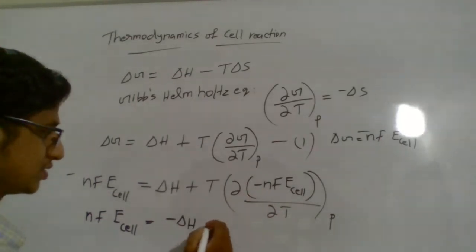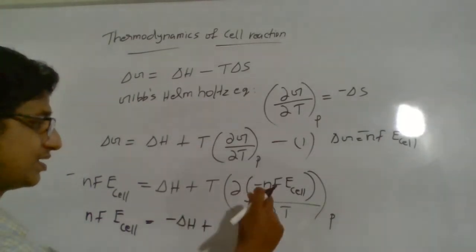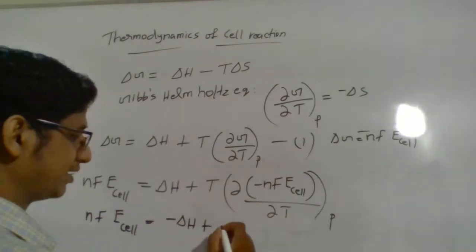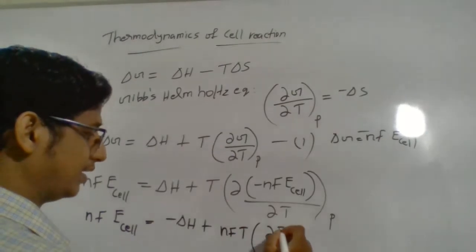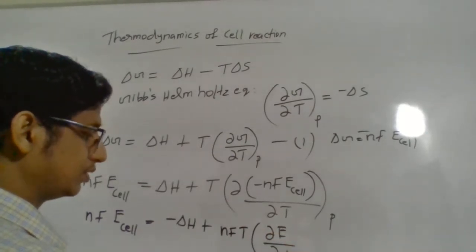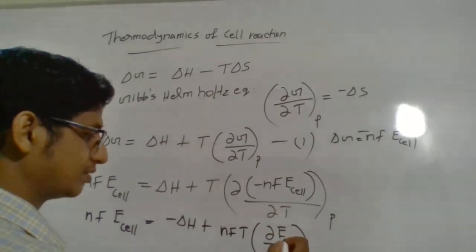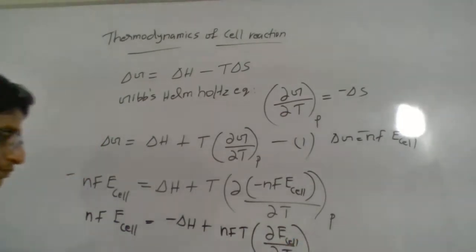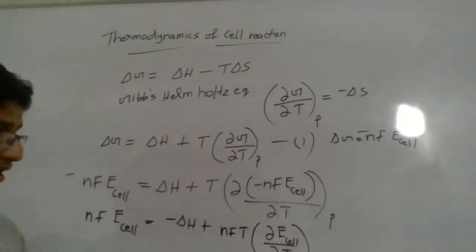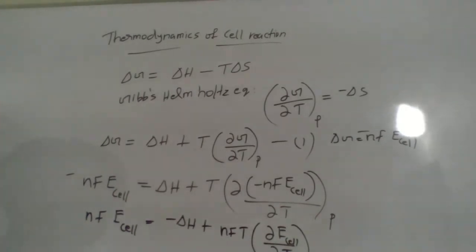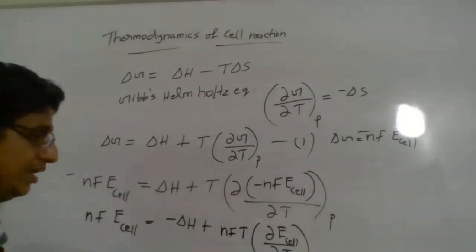So you will get, temperature and nF are constant, so you can take that outside: nFT into dou E by dou T at constant pressure. So nFE is equal to minus delta H plus nFT into dou E by dou T at a constant pressure. So we have that equation.